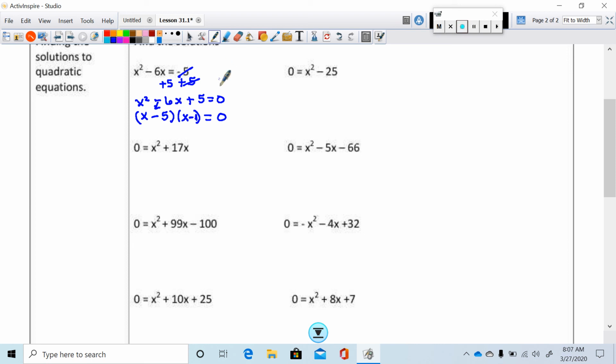Now, because we want solutions, you're going to take the opposite, and because it's equal to 0, you take the opposite of what's in the parentheses. So my solutions to this equation are 5, and the opposite of -1 is +1.